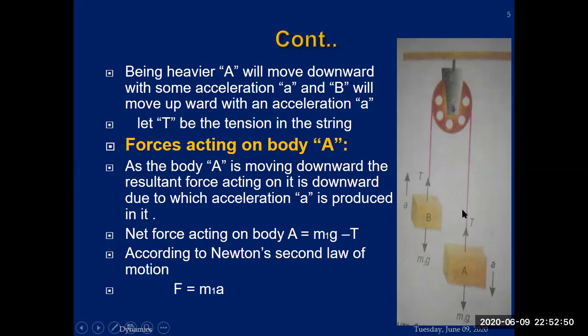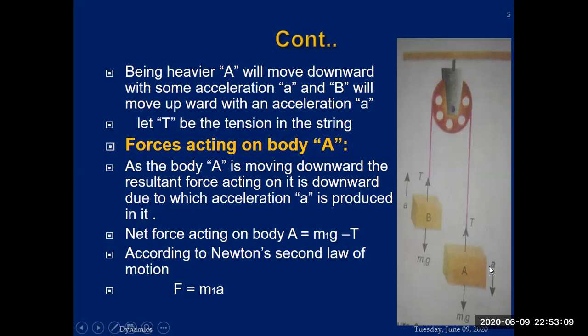Similarly, tension is acting in upward direction. And in the case of body B, weight is m2g, W2, and tension is acting in upward direction. This is body B. It's heavier, so it will of course be moving in downward direction. This one is lighter, it will be moving in upward direction.